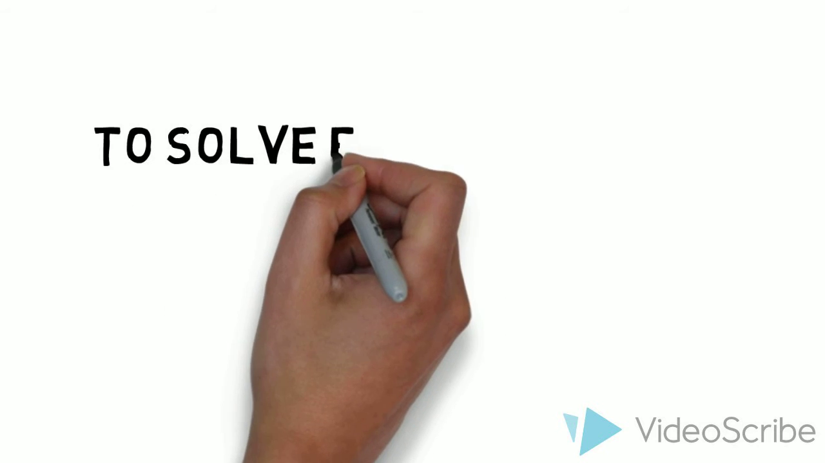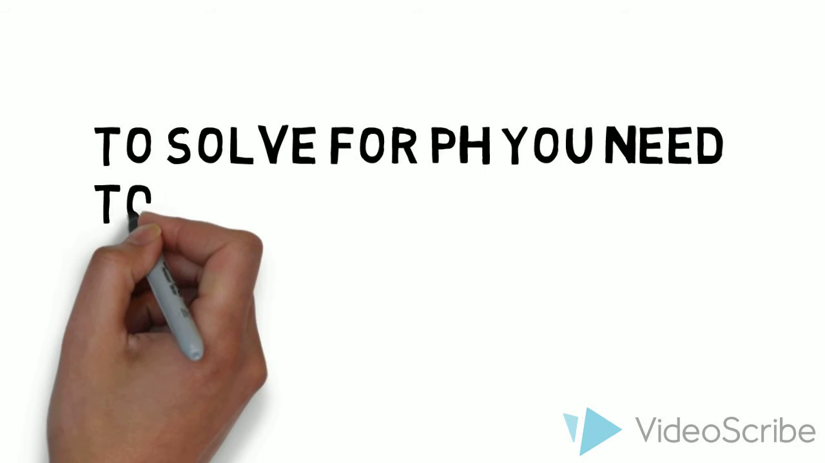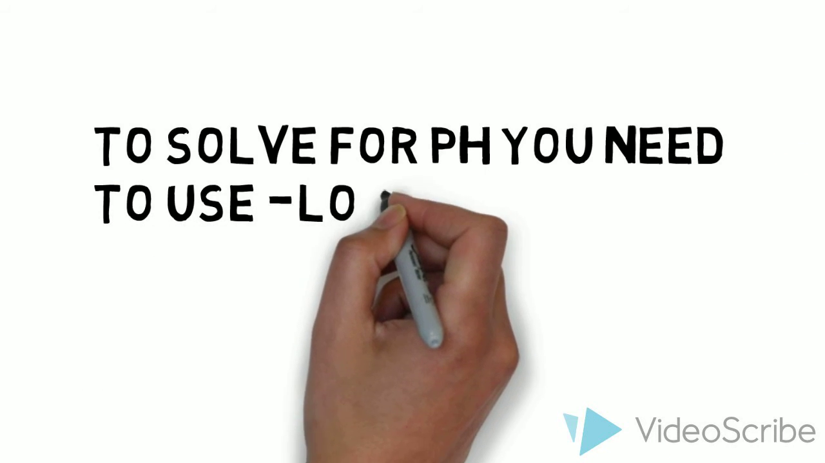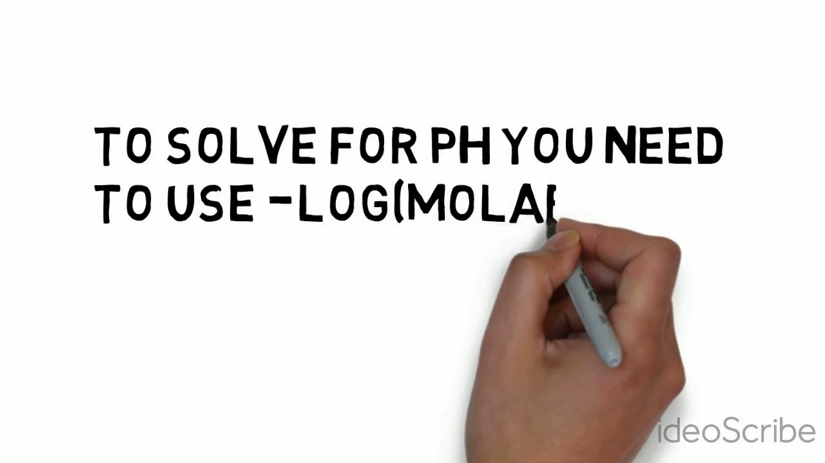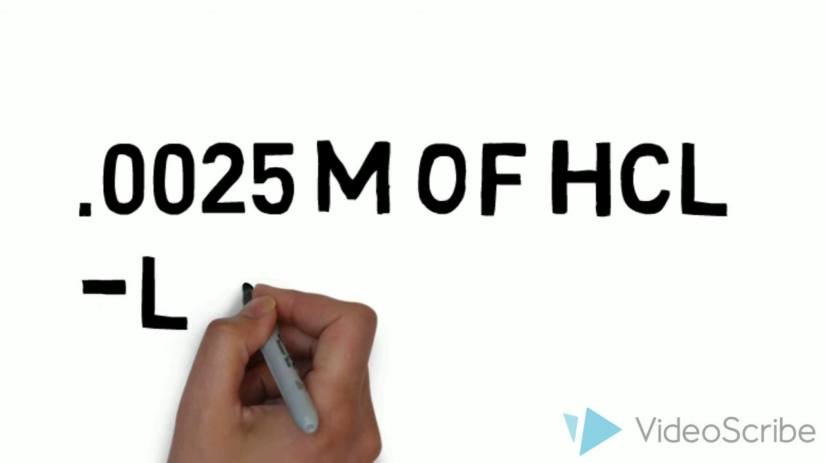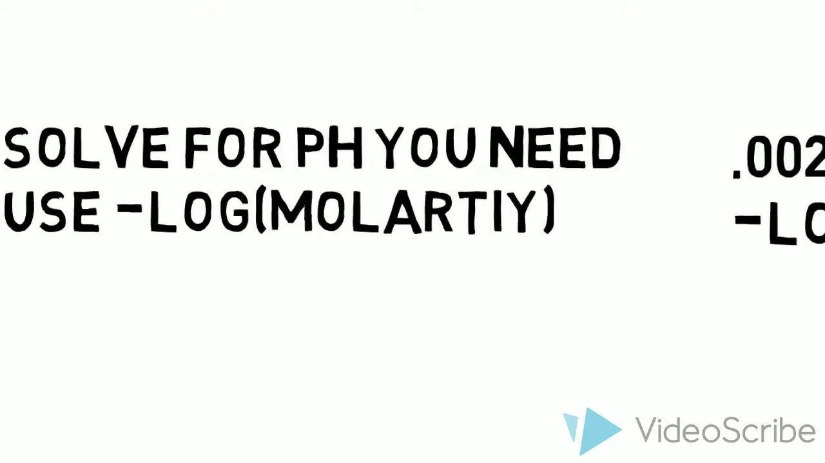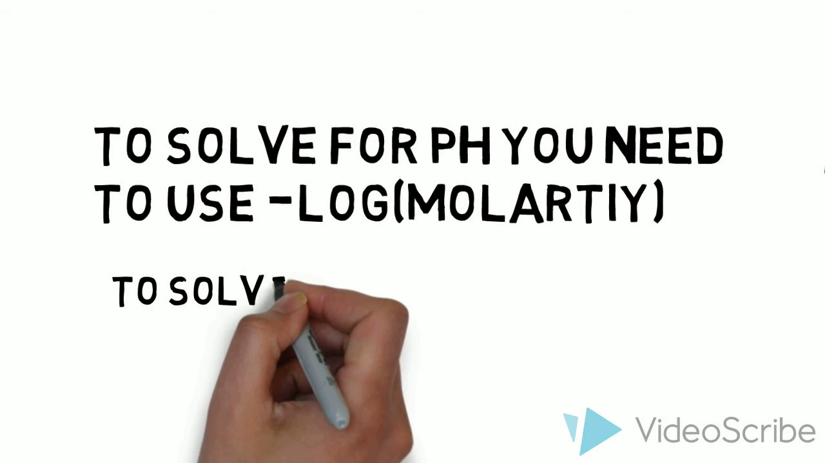To solve for pH or pOH, we simply use negative log of the molarity. Molarity is a measure of concentration. For example, if we have 0.0025 molarity of hydrochloric acid, we take negative log 0.0025, and that equals 2.6 pH.